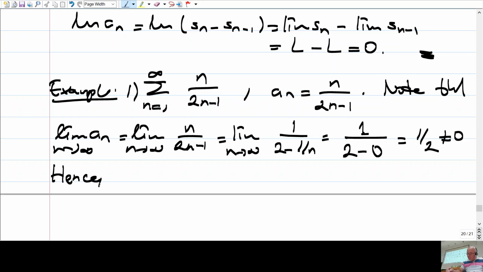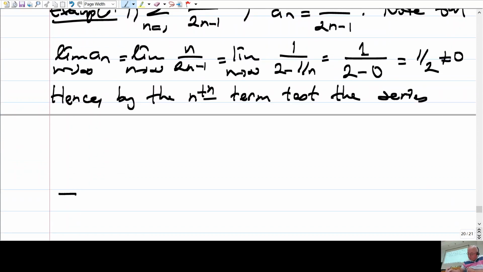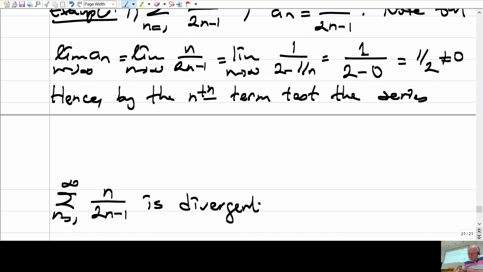Hence, by the previous theorem, which is called the n-th term test, the series, which series? This series, n over 2n minus 1, is divergent. Divergent. Okay, so that's a very practical test. Another one.